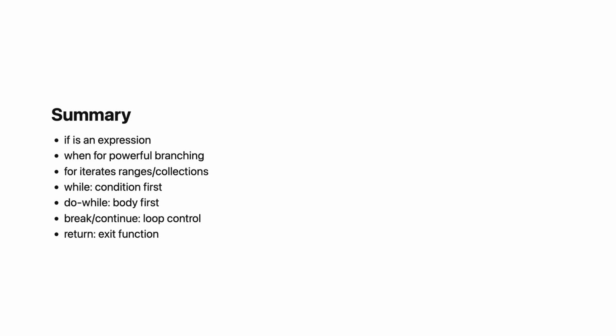Let us summarize. If is an expression in Kotlin. It produces a value. When is powerful branching: it matches values, ranges, types, and conditions. For iterates over ranges, collections, and iterables. While repeats while a condition is true. Do while repeats while a condition is true, and runs at least once. Break exits a loop. Continue skips to the next iteration. Return exits a function, optionally with a value. These constructs give you complete control over program flow.